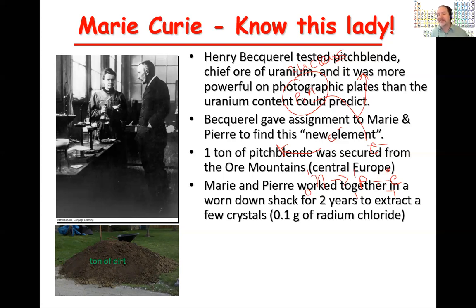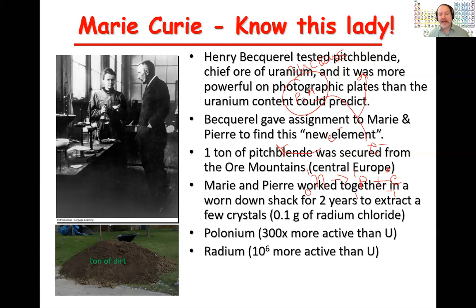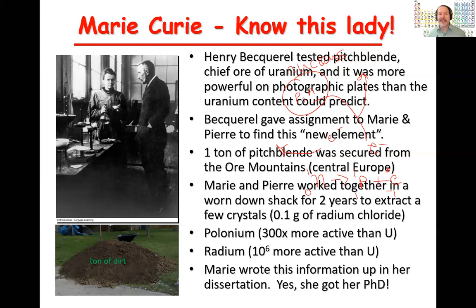In fact, she got a couple of different elements out of there because they had different properties. She discovered a new element and coined it polonium after her homeland of Poland. It was 300 times more radioactive than uranium. So Professor Becquerel was correct. And she also discovered radium, and it is a million times more radioactive than uranium. So she wrote up her dissertation on these elements and the work that she did, and she got her PhD.